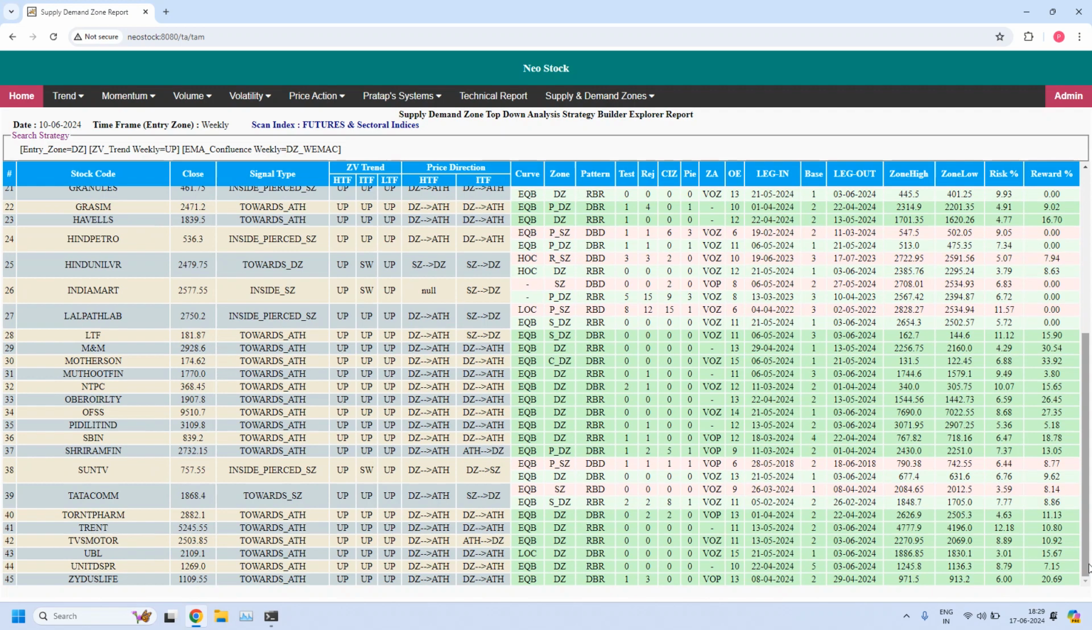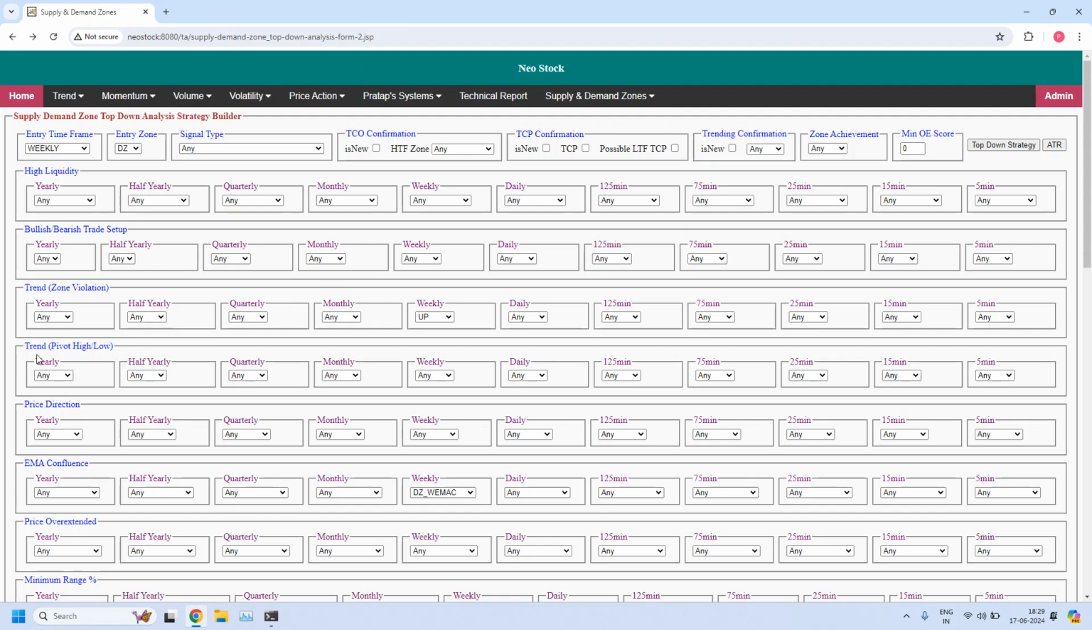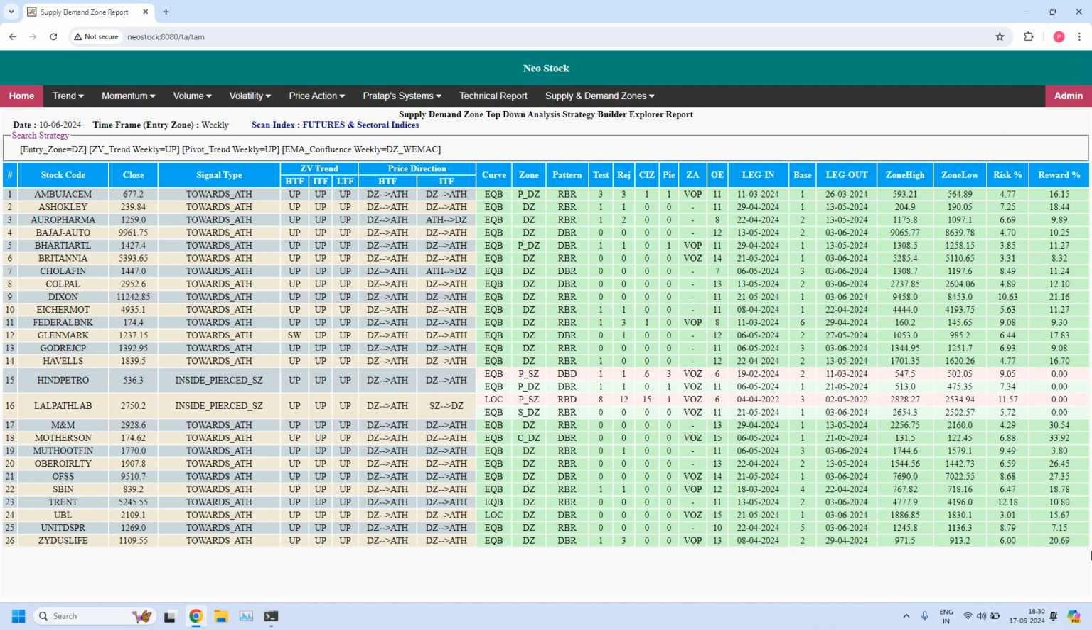Because the list is big, let me reduce the list by adding one more filter, that is swing high low. That is also called as pivot high low trend. That is higher high, higher low, lower high, lower low, equal high, equal low. You already learned in phase 1 training program, trend calculation. So based on that, also we will identify. That means both swing trend and zone violation trend should be uptrend. That means those stocks are perfect, more accurate, we can say like that. Now list is reduced to 26.